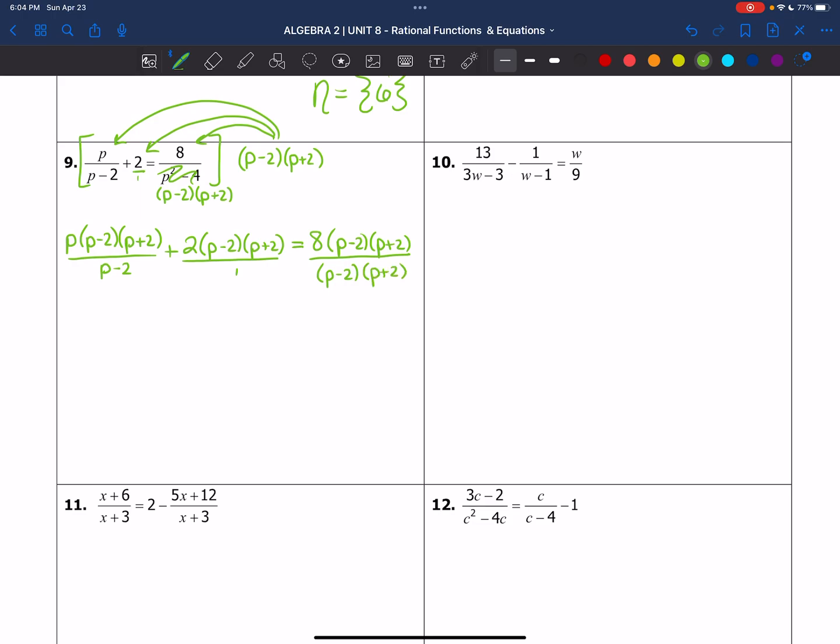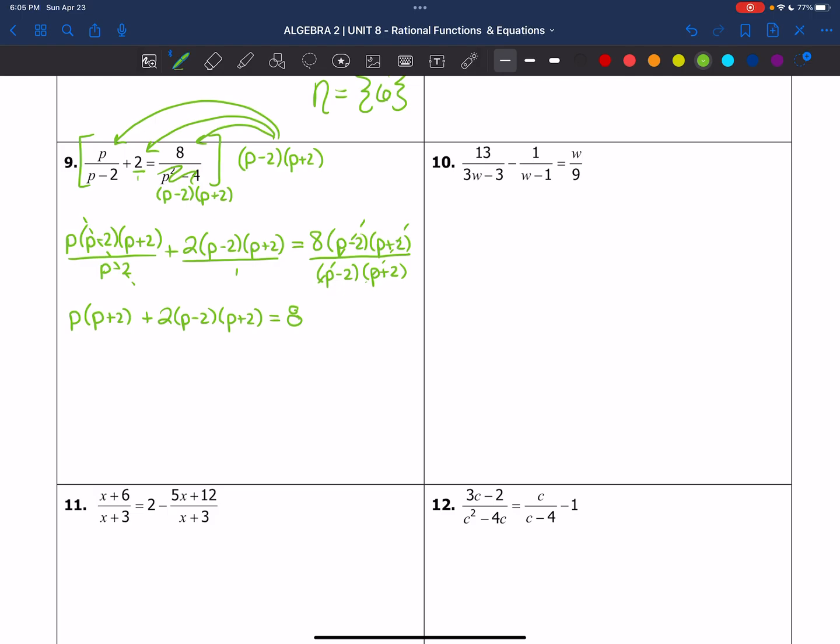Now, do you see how this is going to simplify so nicely here? I've got a p minus 2 and a p minus 2. So all that's left here in that first little expression is p times p plus 2. Then we've got in our second 2 times the p minus 2, p plus 2. And in the last, we've got a lot of simplifying that happens. That all just equals 8. No more denominators. Yeah, buddy.